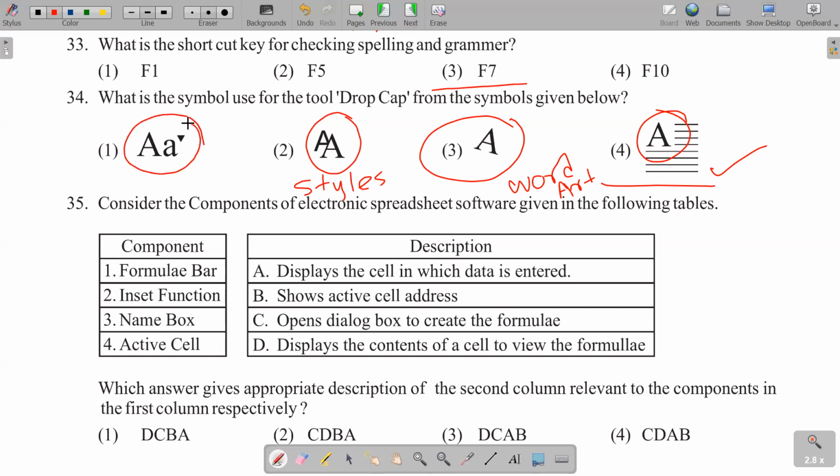And this is the change case tool, where we can change the capital letters into small letters and small letters into capitals, right? Making the sentence case and all these things. The correct answer is going to be the fourth one.